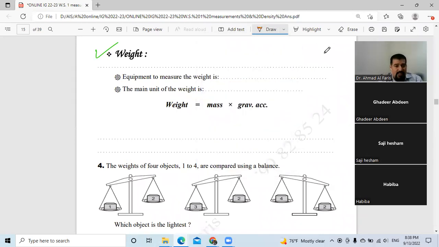Because the bottle is sealed. Yes, thank you, Huda. Muhammad said the force acting on the object due to gravity. Bravo. Tina said that it's equal to mg, mass times gravity. Bravo. Who else? What's the meaning of weight?